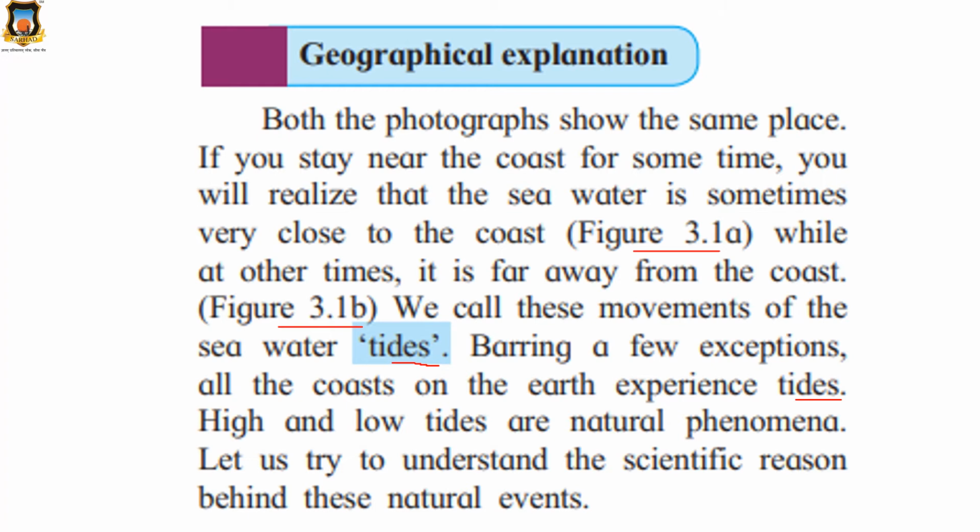High and low tides are natural phenomena. It happens naturally, as do day and night, full moon, new moon, solar eclipse, lunar eclipse. As these are all natural phenomena, high tide and low tide are also natural phenomena. Let us try to understand the scientific reason behind these natural events.